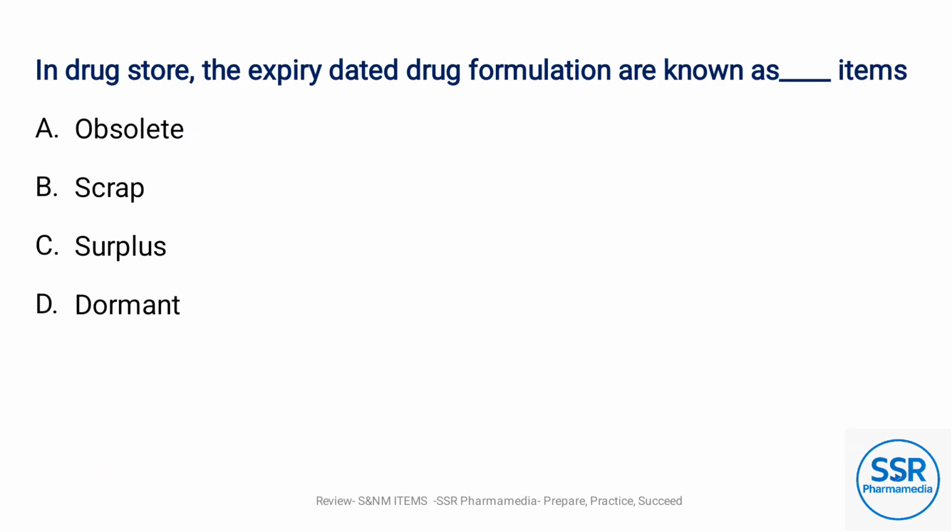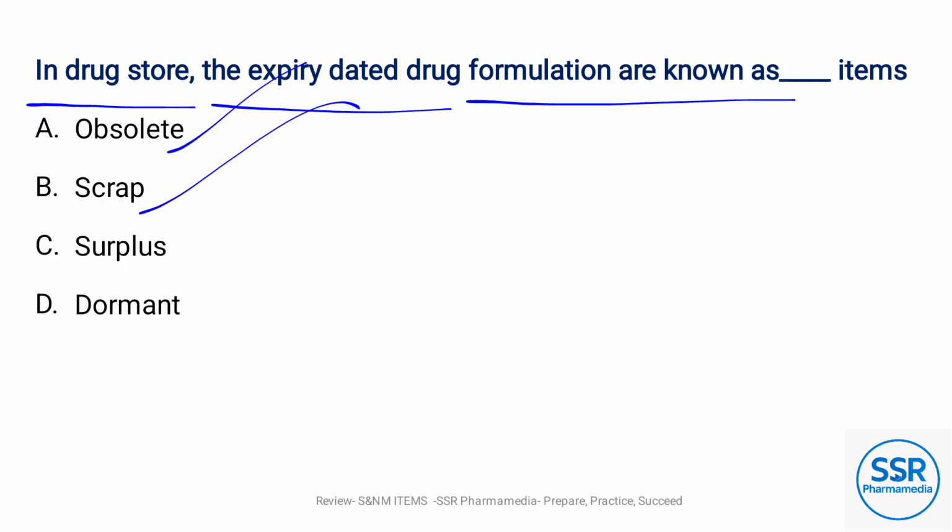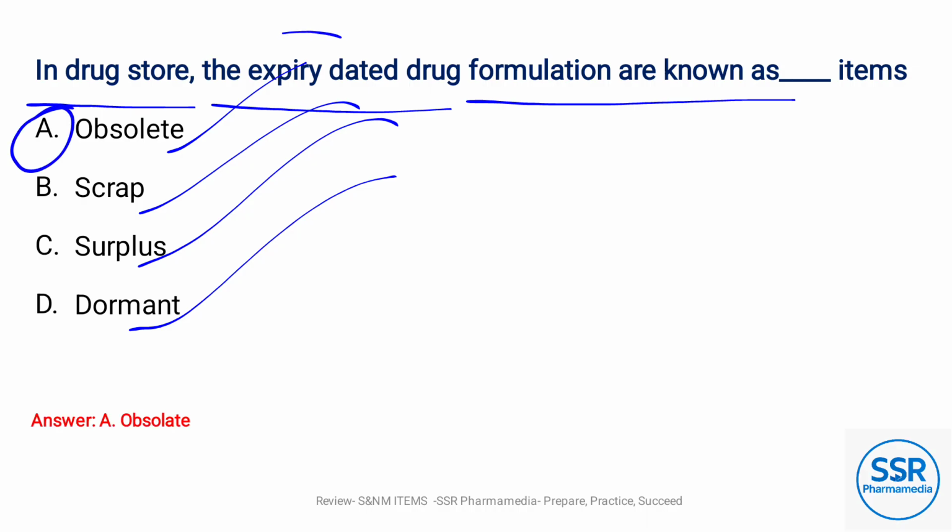Next question. In drugstore, the expiry dated drug formulations are known as: option A, obsolete; option B, scrap; option C, surplus; option D, dormant. So the answer is obsolete. So expiry dated drugs are called obsolete items.